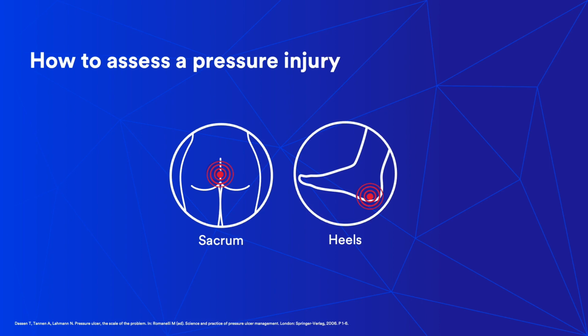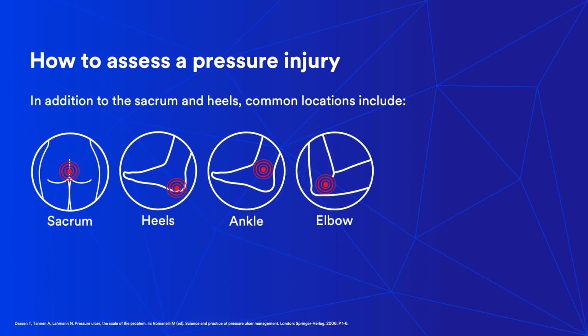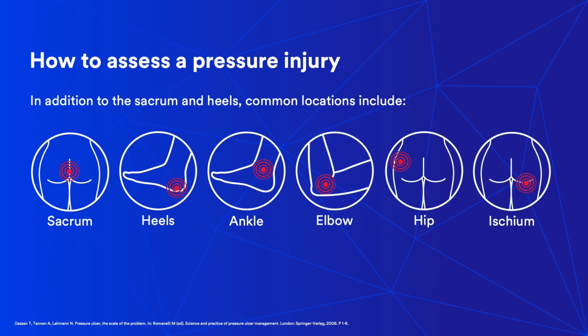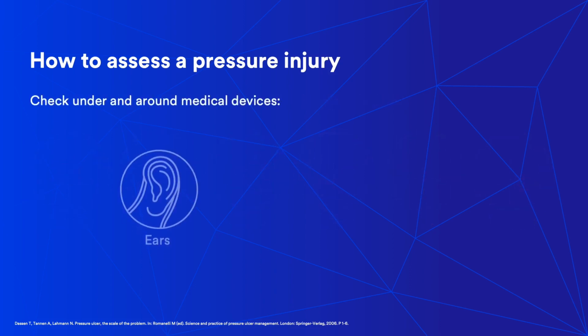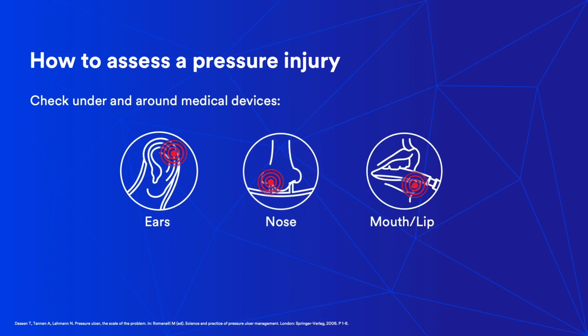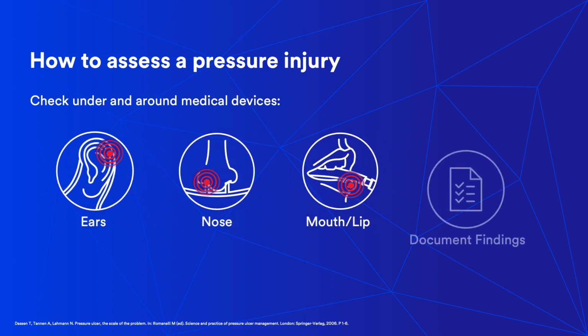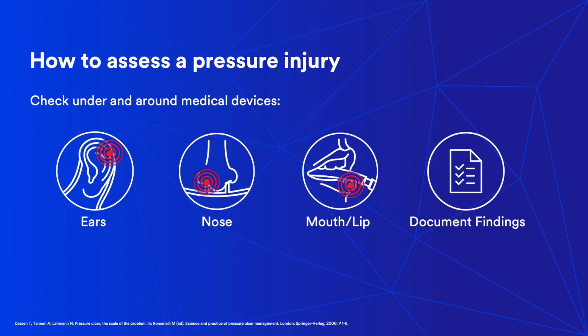Common locations include sacrum, heels, ankle, elbow, hip, and ischium. Additionally, pay close attention to areas such as ankles, elbows, hips, and the ischium in patients that are wheelchair dependent. If the patient requires use of medical devices, carefully assess the skin around and under the device. Examine areas such as the ears, nose, and mouth. If there is an open wound or area of concern, document the findings according to your facility's policy.